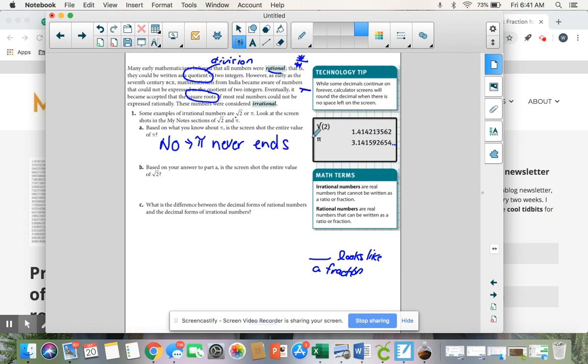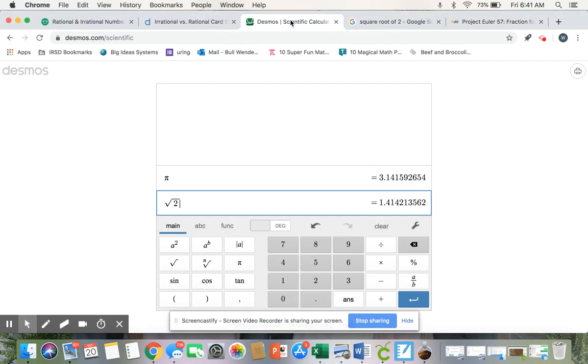So then we can also look at this here. The square root of 2, the entire value is the screenshot there, the entire value of the square root of 2. Once again, no. So here, these are both what we call irrational numbers. They're both irrational numbers.